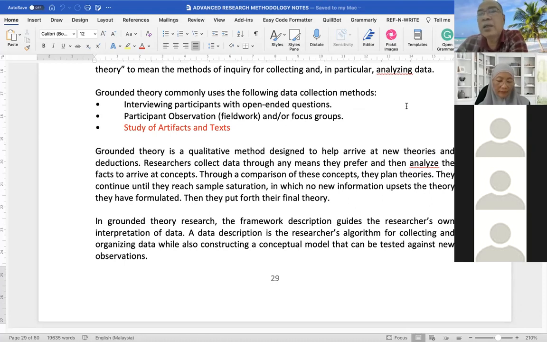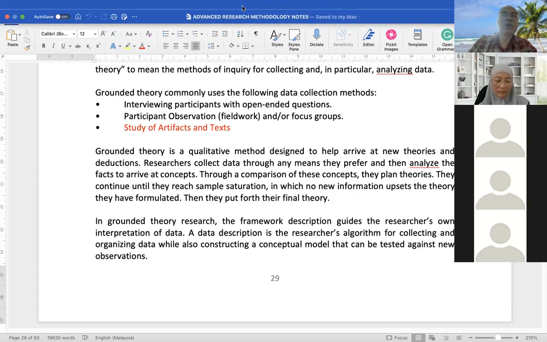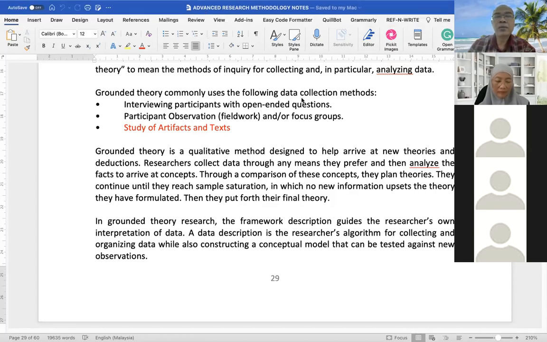The process continues until they finally feel that the data is saturated, meaning that there is no new information. The information from the last respondents is the same as the information given by the previous respondents. Okay.